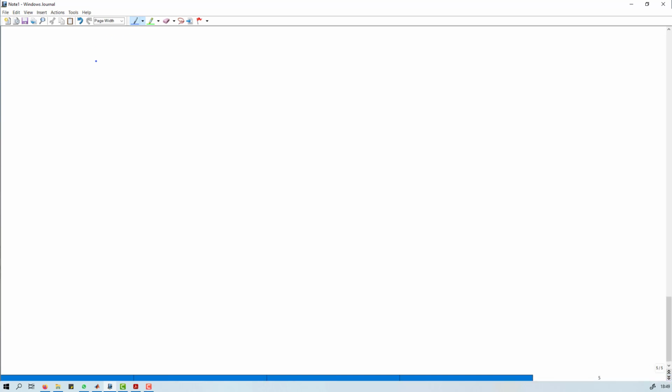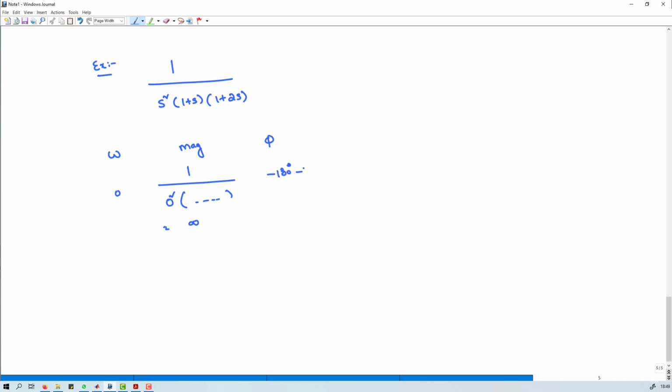So let us go deeper. Let us take one more example, 1 by s square into 1 plus s into 1 plus 2s. It is the same thing again and again. We will draw it by substituting values of omega and finding the magnitude and phase. Since we now have some experience, we can write directly: 1 by 0 into anything is 0, so 1 by 0 is infinity. The angle from s square is minus 180. The 1 plus s term gives minus tan inverse of omega, and the 1 plus 2s term gives minus tan inverse of 2 omega. Substituting omega equal to 0, all these values are 0, so the angle is 0 minus 180, that is minus 180.